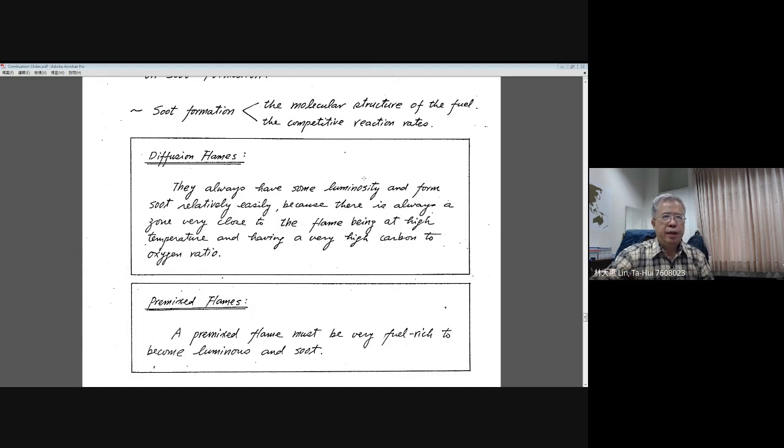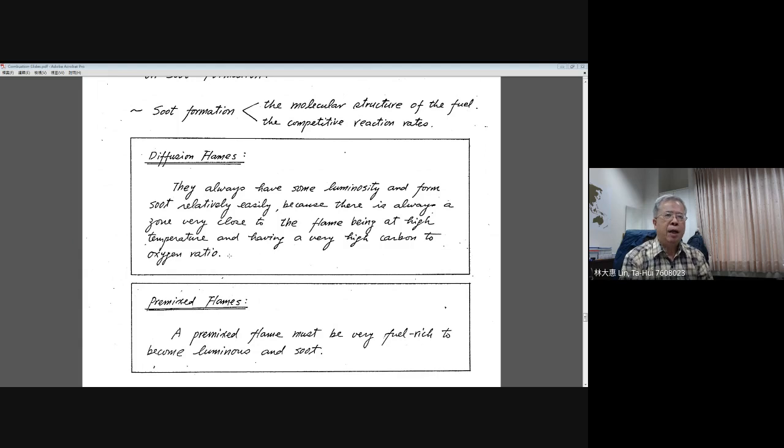And because there is always a zone very close to the flame, a high temperature means they will promote decomposition of your hydrocarbon to release the carbon atoms. And the second one is there is a very high carbon to oxygen ratio, meaning you do not have oxygen that exists in the fuel side to initiate the oxidation. These two facts will promote the nucleation of your carbon particles.